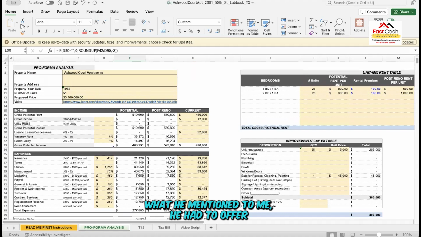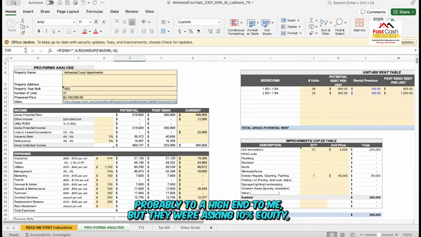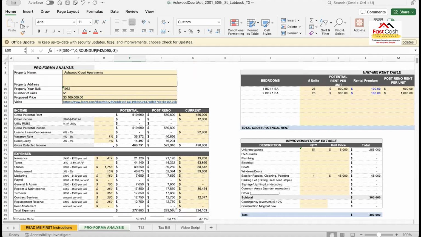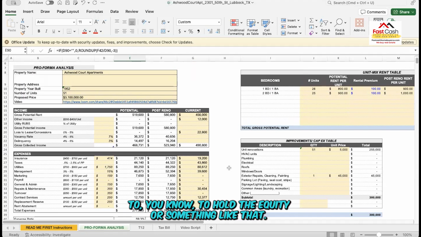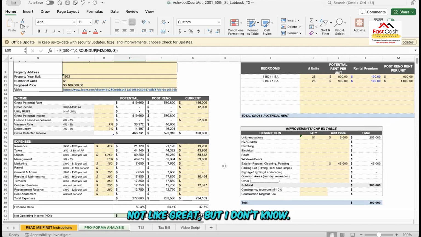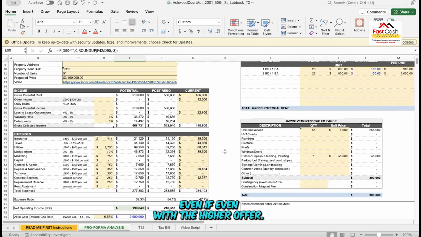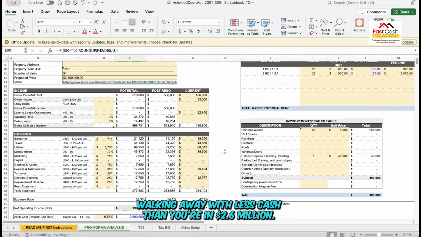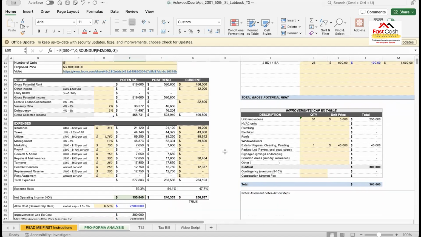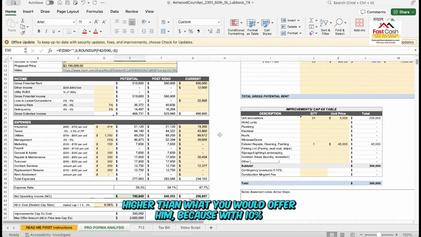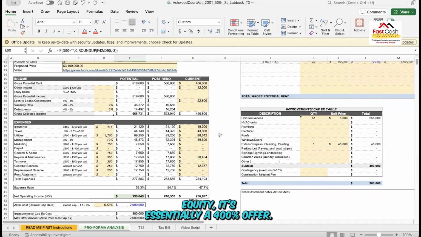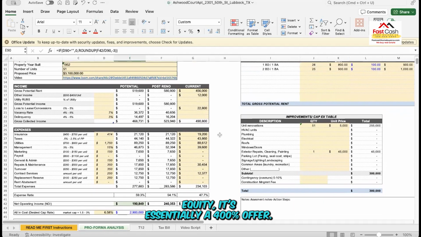What he mentioned to me, he had two offers which were higher than mine, but they were asking for him to hold 10% equity or something like that. Okay. And again, this works, right? So what would have happened is, if you think about it, even with the higher offer and his 10% equity, he's walking away with less cash than your $2.6 million 100% buyout, right? Exactly. So the offer couldn't have been much higher than what you had offered him, because with 10% equity, it's essentially a full 100% offer, right?